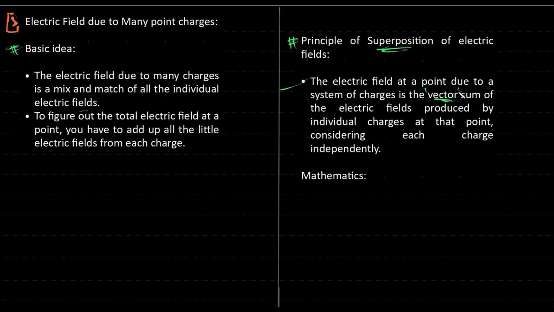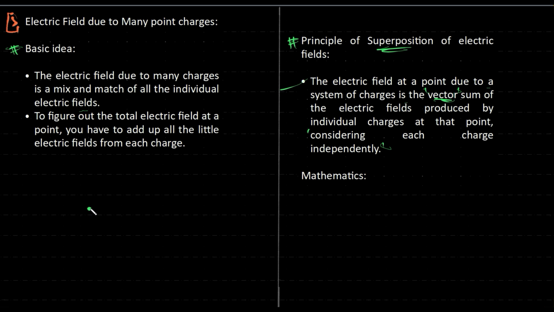Here the keyword is vector sum. If you miss this word, then it's wrong. Vector sum of electrical fields produced by the individual charges at that point, considering each charge independently. So this statement, I hope you remember.